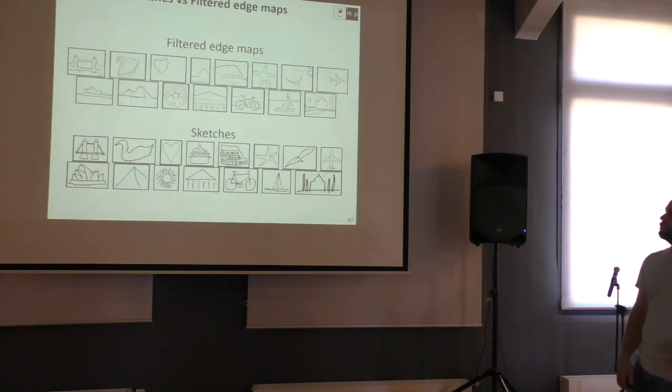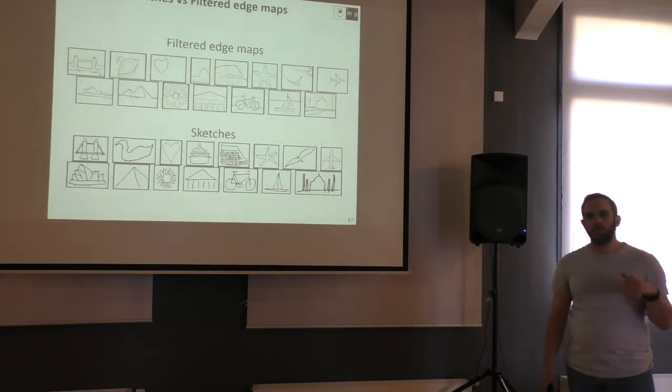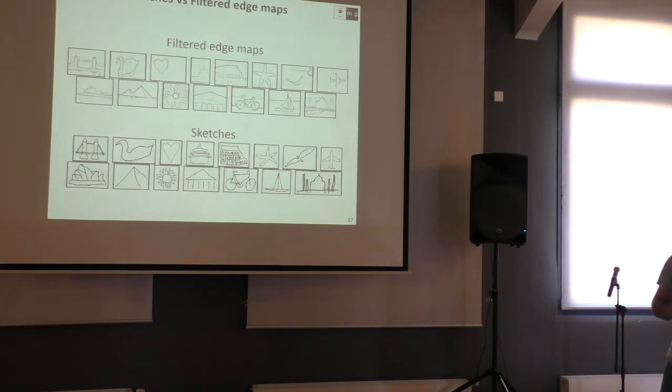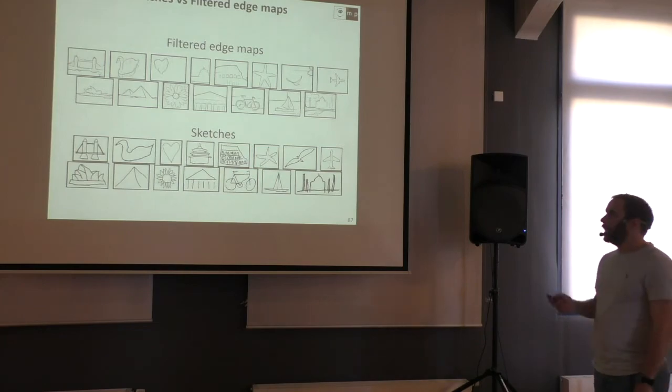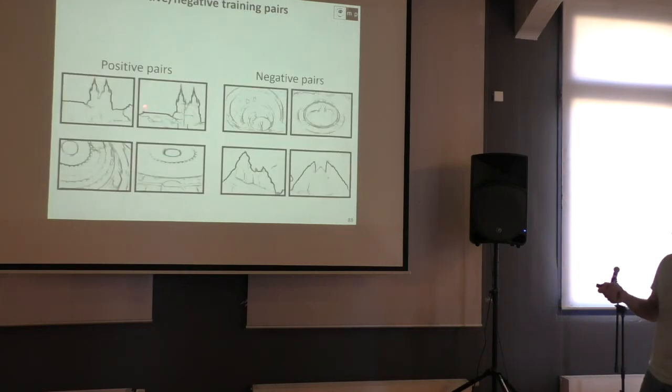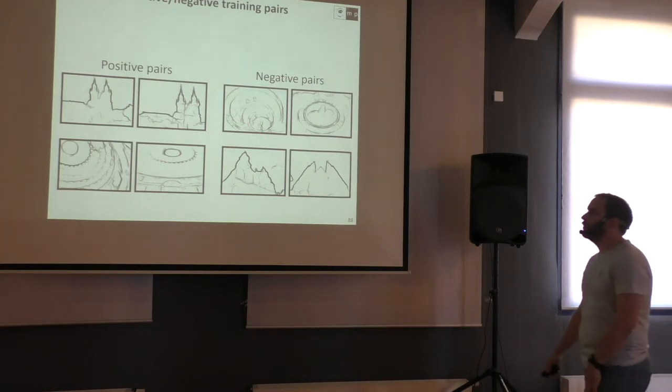So again, I'm repeating, we use the same dataset that I was speaking about before, only landmarks, to train the CNN. So we never saw any sketches at train time, and then we tried to test it at test time. So for example, for training, these are the positive pairs that we used, and these are the negative pairs, so only filtered edge maps.